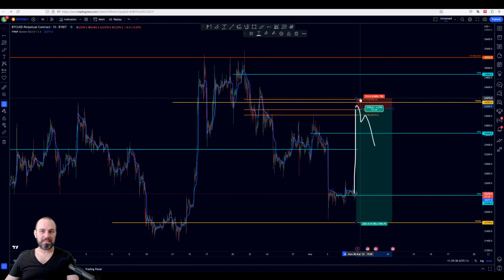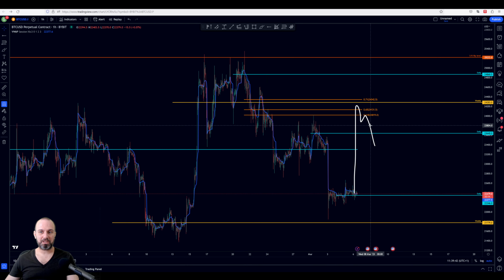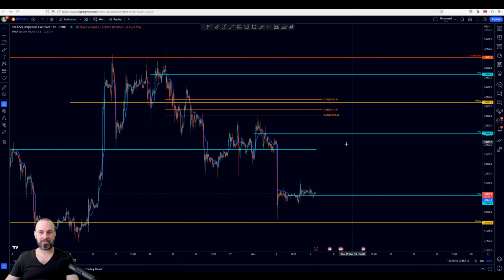Again, this is based on reaction, and we need to see what's going on there. We need to see what the reaction is. I would not preset for this area, not for this one, not for the daily, not for the weekly. I want to see what is going on there to make an informed decision based on the information that I get from the order flow.